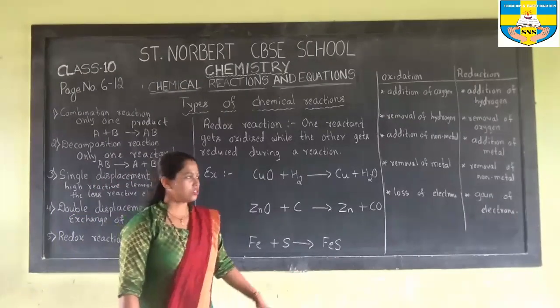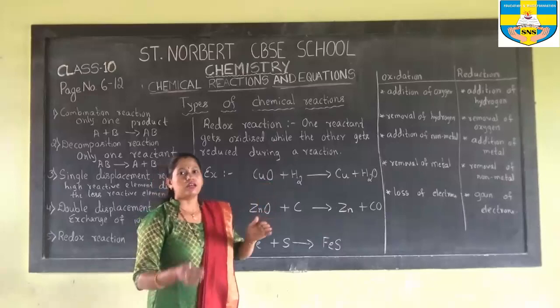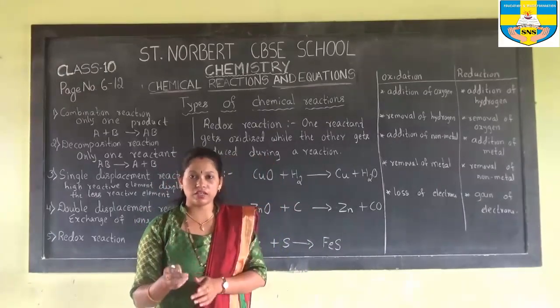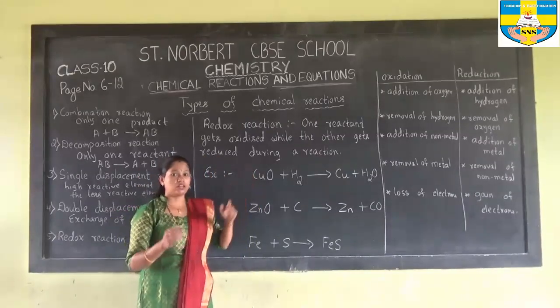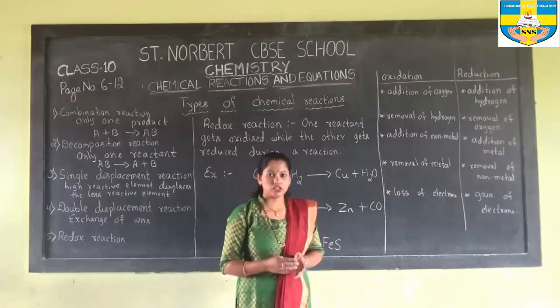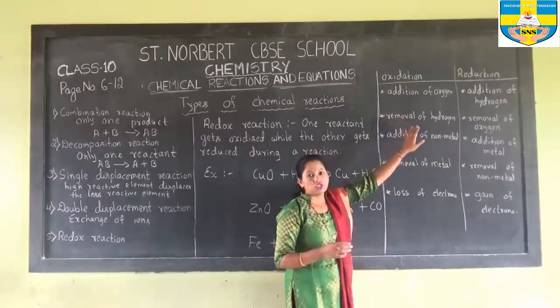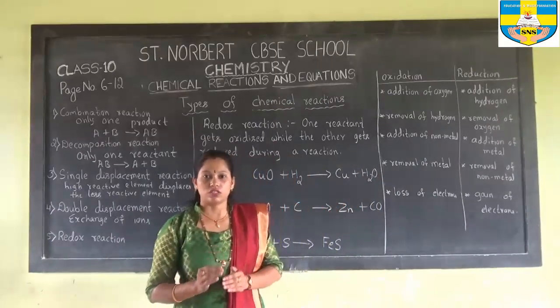The next reaction type is redox reaction. In the redox reaction, the oxidation and the reduction take place simultaneously in the same reaction. Now let us see what is oxidation and what is reduction. See here, addition of oxygen to any substance comes under oxidation.